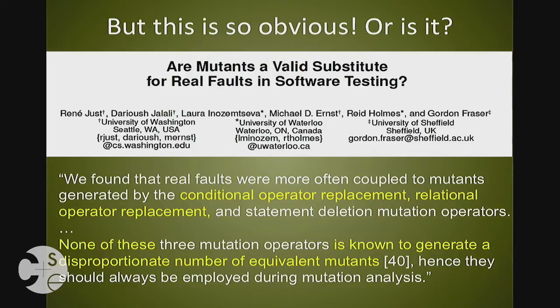It says, we found that real faults were more often coupled to mutants generated by conditional operators and relational replacement. I highlighted that in yellow because those 2 classes are also in my data, but statement addition is not in my data, so therefore I didn't pull that out. And in a paragraph or so later, it says, none of these 3 mutation operators is known to generate a disproportionate number of equivalent mutants. Cite 40. 40 is this paper I'm comparing with in my data, right?